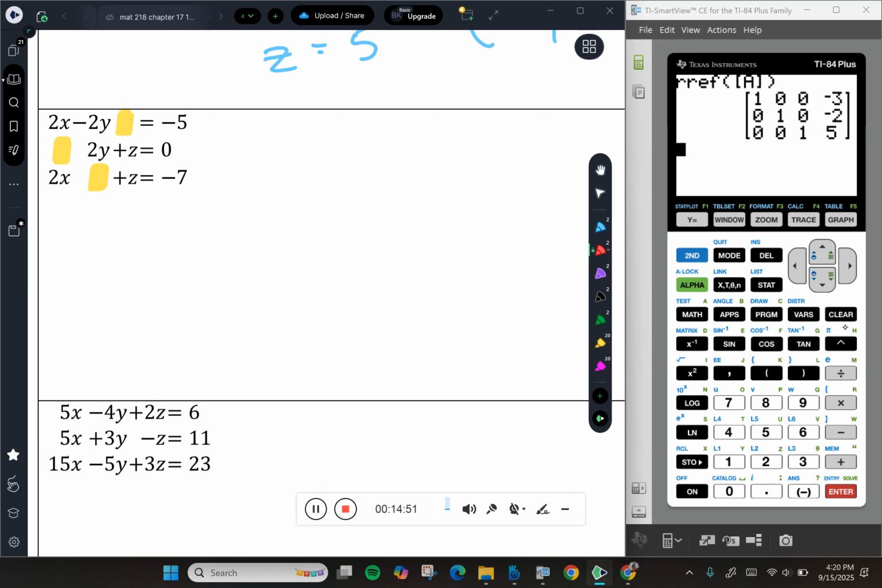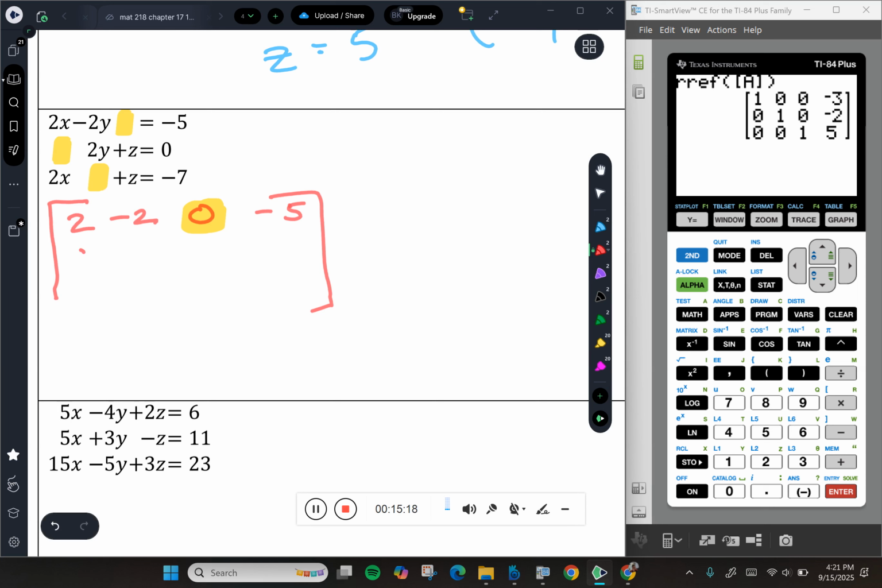So when I encode this matrix, my first row is going to be a 2, a -2, a 0, and a -5. That 0 right here is telling the matrix that the first equation does not contain a z variable, or that the coefficient of z is 0.